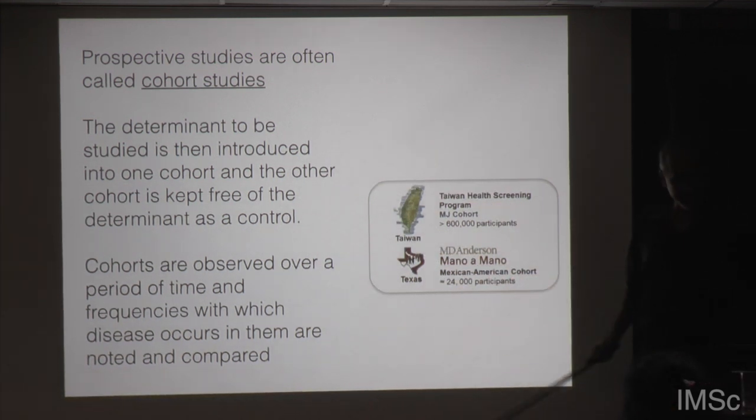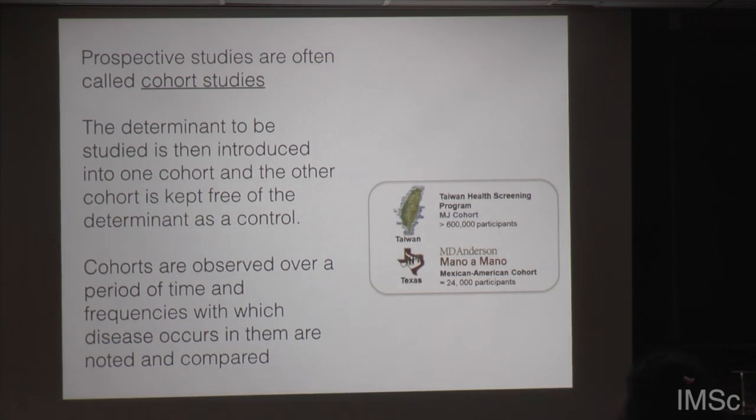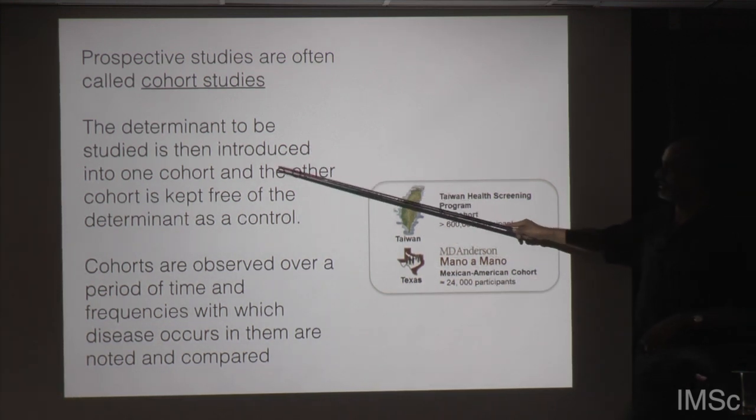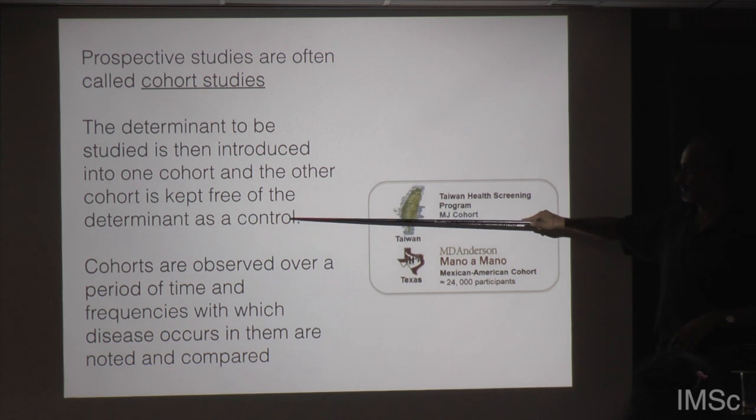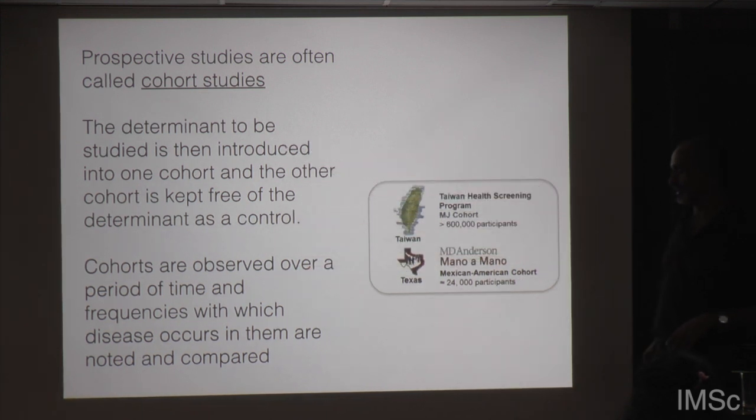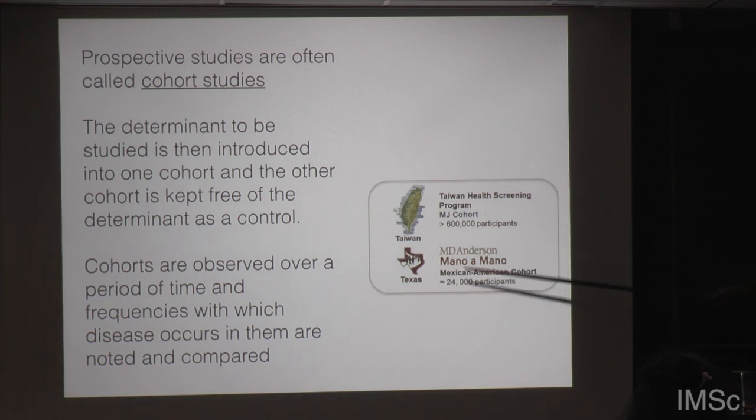As I said, a cohort is just a group of people that are identified. And one way of doing this is to study a particular determinant, divide the cohort into two pieces, and look at the determinant in both of them. So one has a control, and then you look at a determinant here and see what happens over a period of time. And often there are very large cohorts.